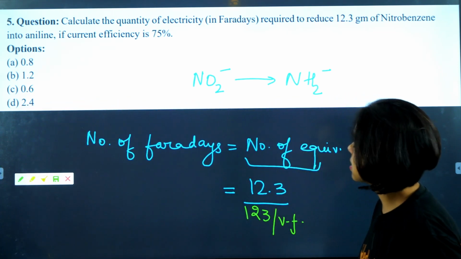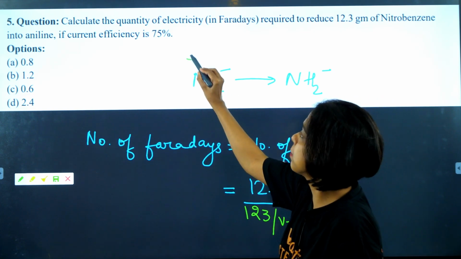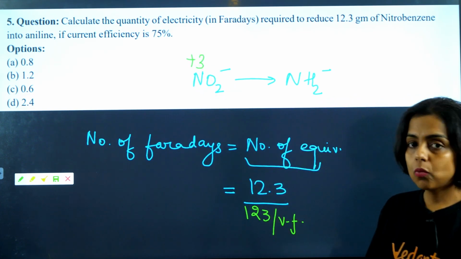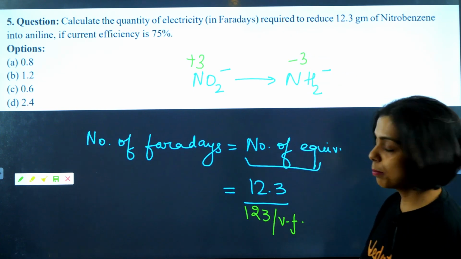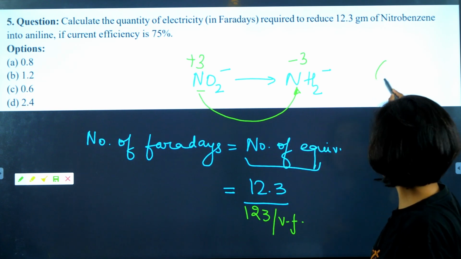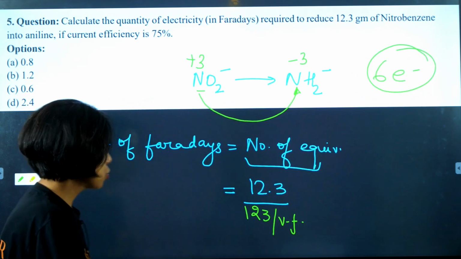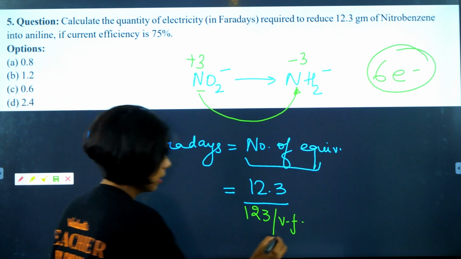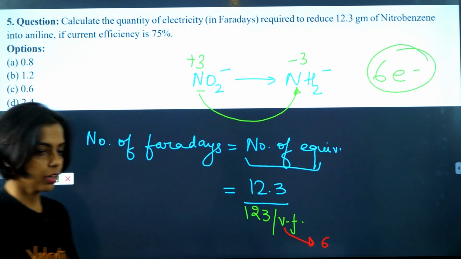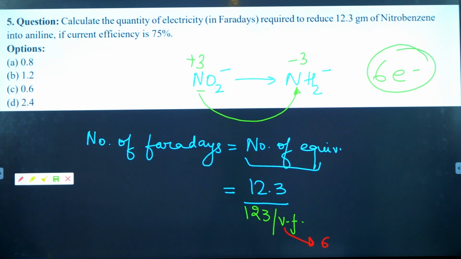Now calculate the oxidation states here, guys. What is the oxidation state of nitrogen here? Plus 3, right? What is the oxidation state of nitrogen here? Minus 3. So nitrogen is going from plus 3 to minus 3. How many electrons are transferred per molecule? 6. So that is the valency factor, right? So the valency factor here is 6. So the number of equivalents is equal to the number of Faradays passed. Correct? So you can calculate how many Faradays are passed.